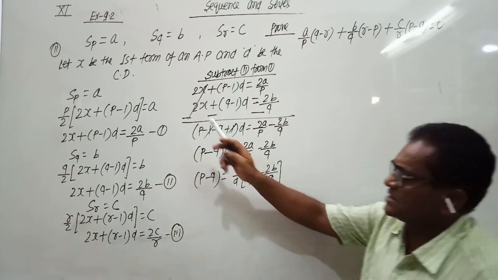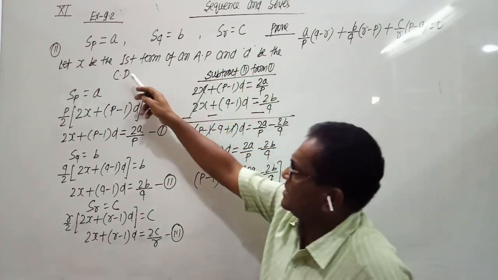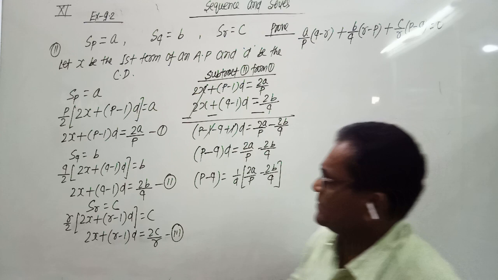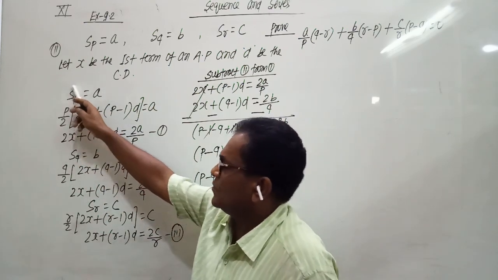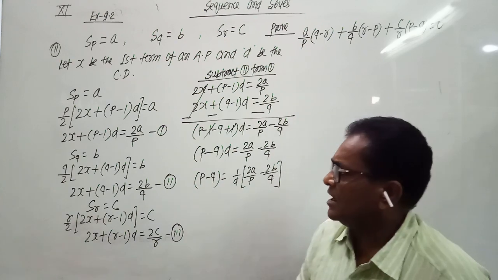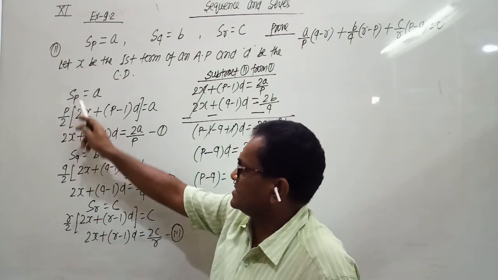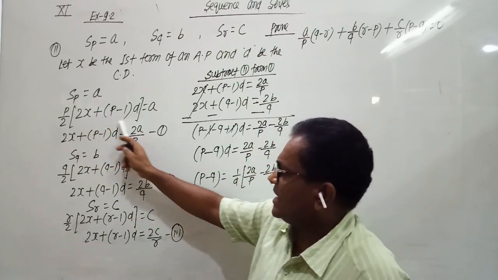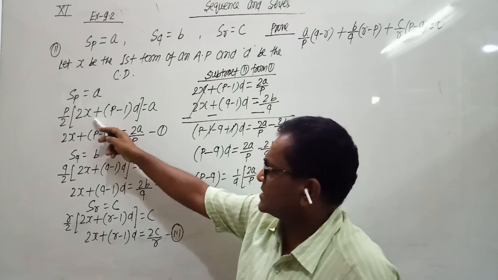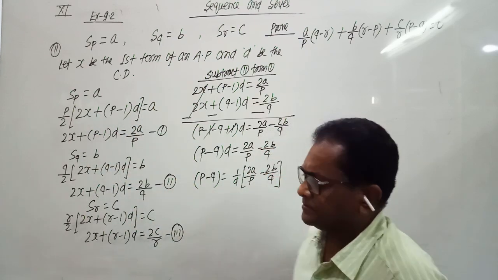So we suppose x is the first term and d is the common difference. Then we are given the sum of the first p terms is A. The formula for the sum of the first p terms is p/2 [2a + (p - 1)d]. In place of a there is x. So p/2 [2x + (p - 1)d] = A, and we get the first equation: 2x + (p - 1)d = 2A/p.